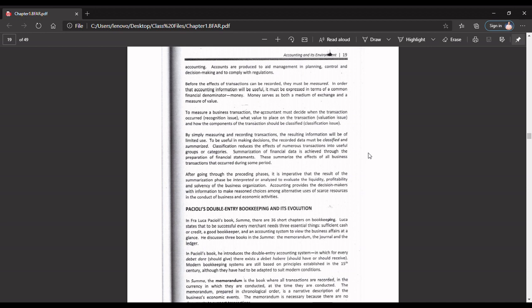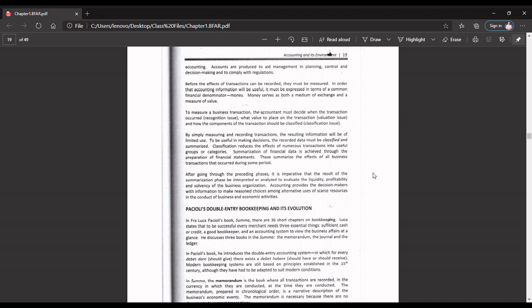Next, after we classify it, we need to summarize it. Summarizing is done through the financial statements. So we will be discussing in the future different types of financial statements. After summarizing this into the financial statements, of course, in order for it to be useful to outside parties or to the users, it must be interpreted or analyzed.